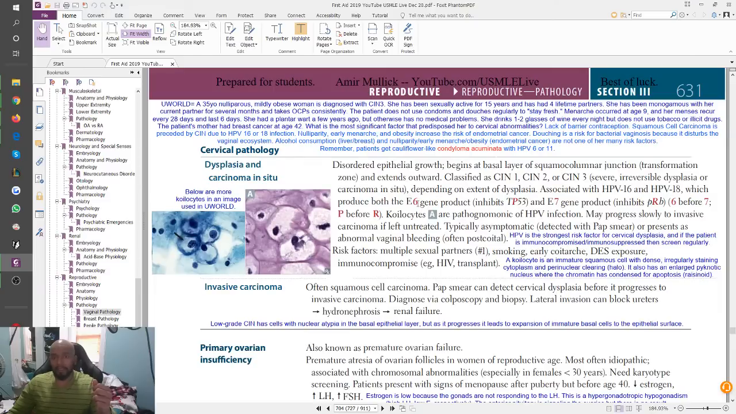So E6 is the one that inhibits TP53, and E7 is the one that inhibits the retinoblastoma, right? And if you inhibit both of those things from doing their job, those tumor suppressors are no longer going to be able to stop you from having cervical cancer. 6 before 7, P before R is one way to memorize that, sure. But generally speaking, use whatever works for you. For me, P before R is what I used when I first started studying this, but eventually it just became memorization.